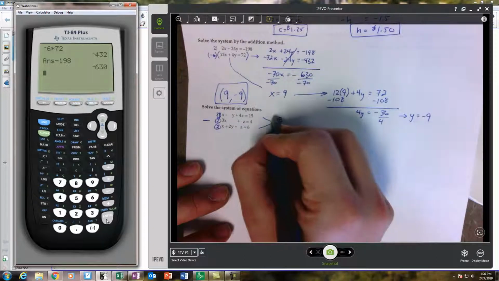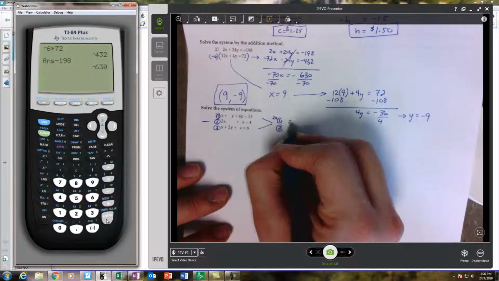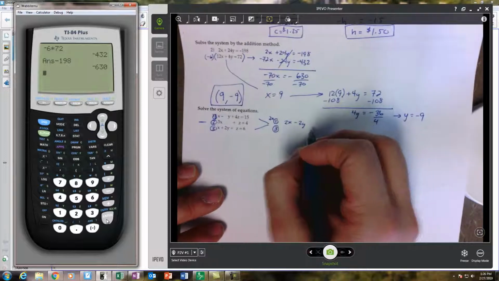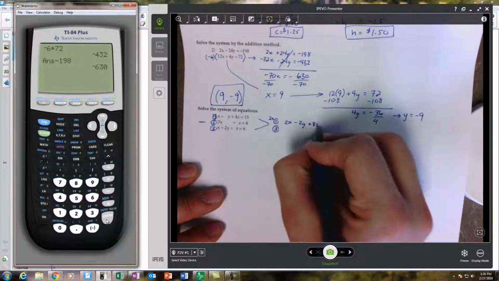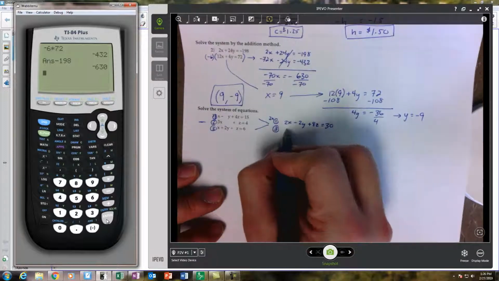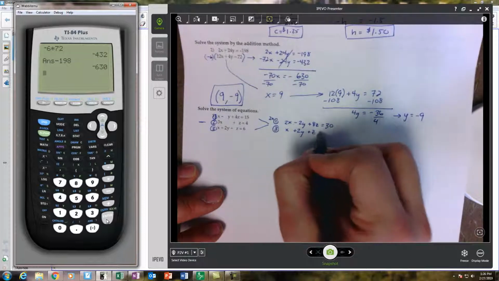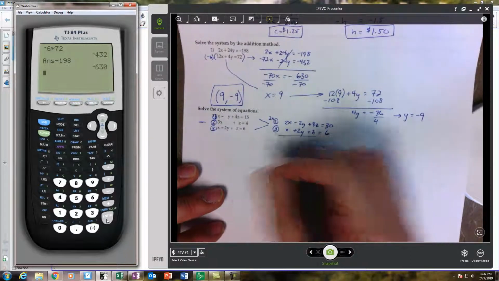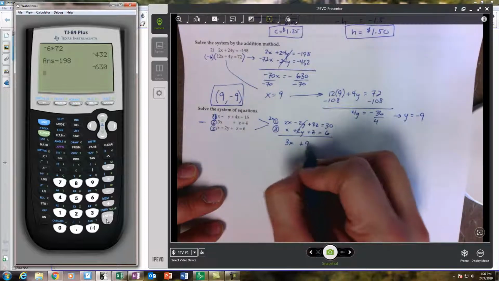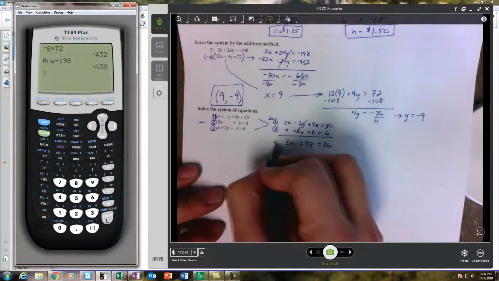So I'm thinking 2 times equation 1 would be 2x minus 2y plus 8z equals 30. And equation number 3 I'm going to leave just the way it is: x plus 2y plus z equals 6. That'll give me 3x, the y's will cancel, plus 9z equals 36. I'm going to call this equation number 4.